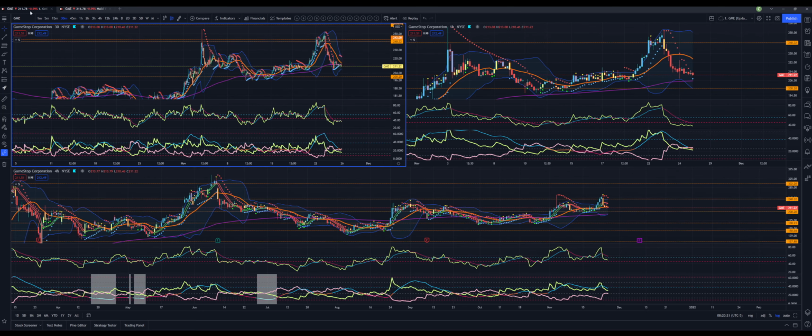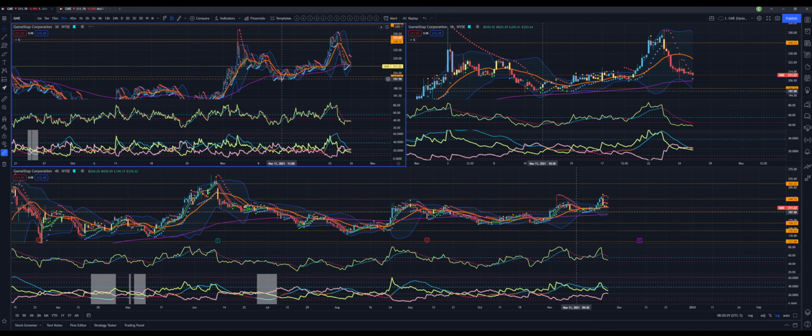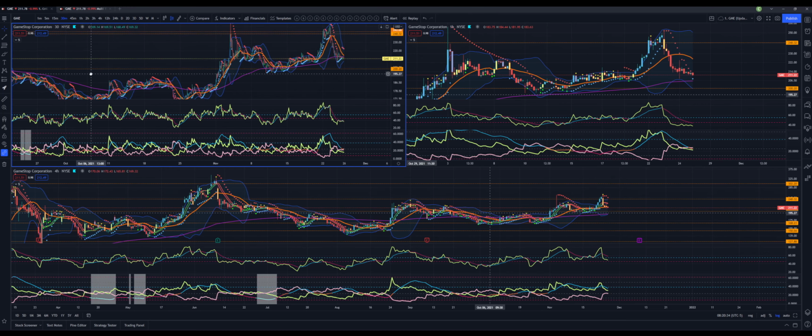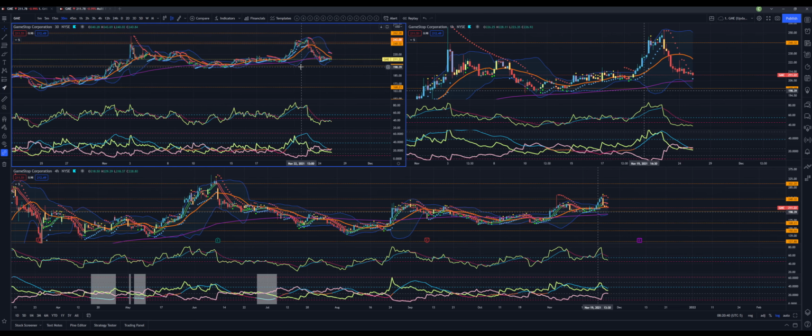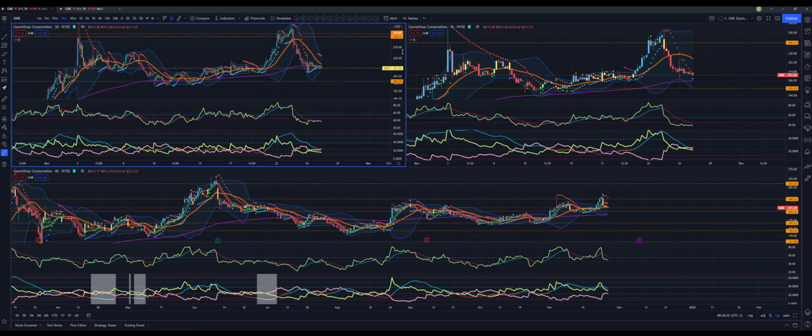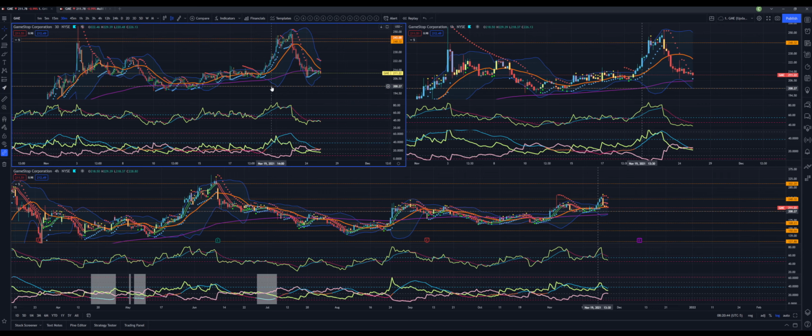So now that we've established what the broader trend of GameStop is, let's look at some more standard Western technical indicators to establish what happened in this last run here, and what could we have done differently.